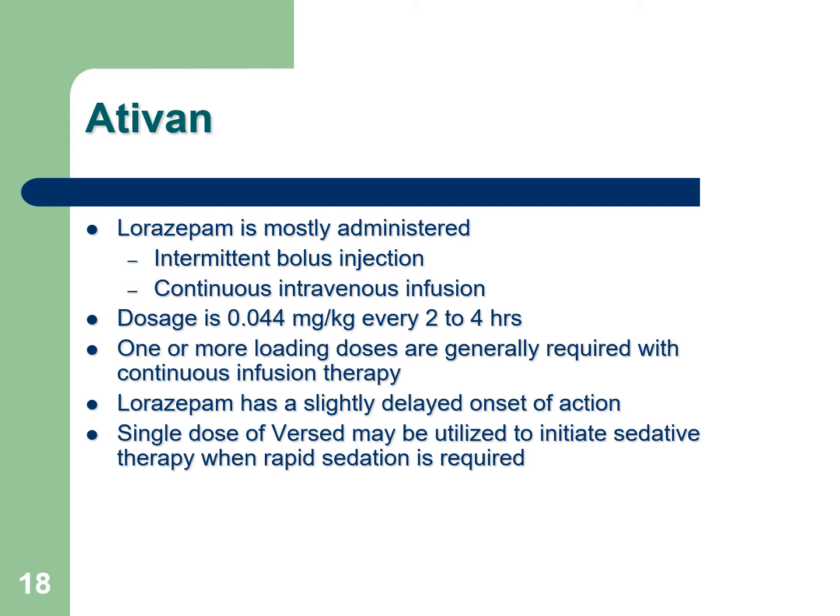Ativan is mostly administered through intermittent bolus injections, but really everyone uses it as a continuous infusion. The dosage is typically 0.044 milligrams per kilogram, and that's given every 2 to 4 hours. You may need to use a loading dose with this because the onset of action of Ativan is a little bit longer than Versed. Sometimes you might want to give a bolus of Versed before you do the Ativan because you'll have a better effect that way.